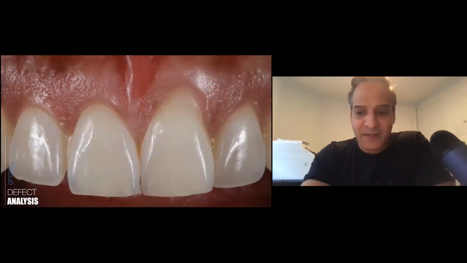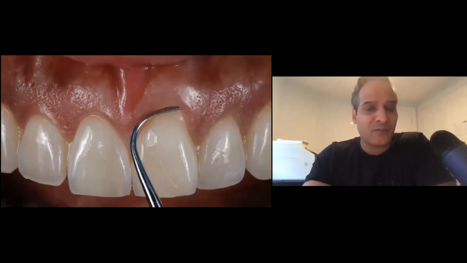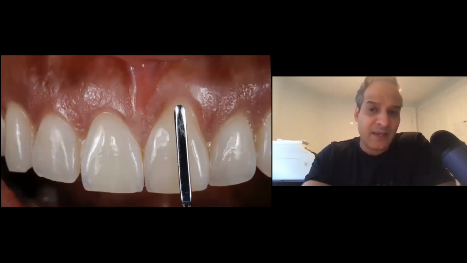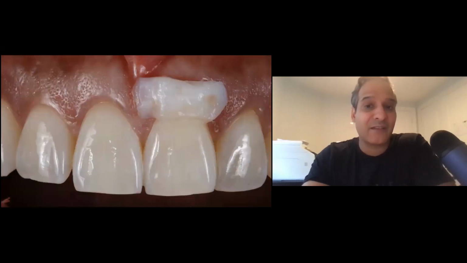So again, here's a site. You can see a little bit of recession there. Simple class 1 case. We clean the root surface. I usually use scalers and chisels sometimes. I use an interdental knife to start off my intrasulcular incision down to the bone. Then we use our tunneling instruments to slide in and start to create our pouch. Our connective tissue graft is harvested and shaped to fill the site.